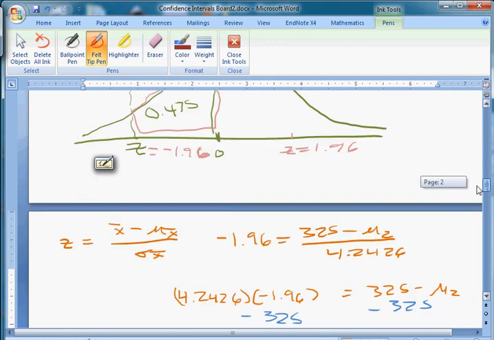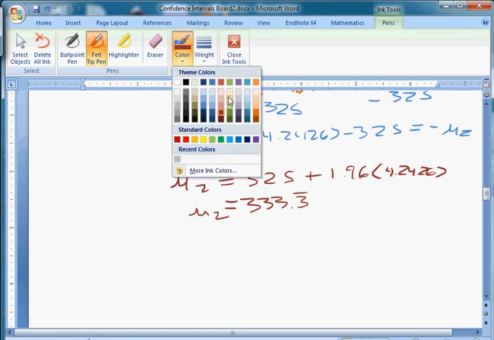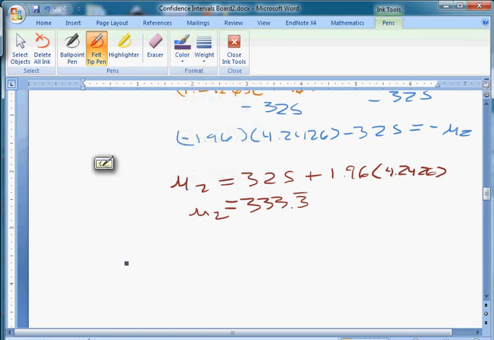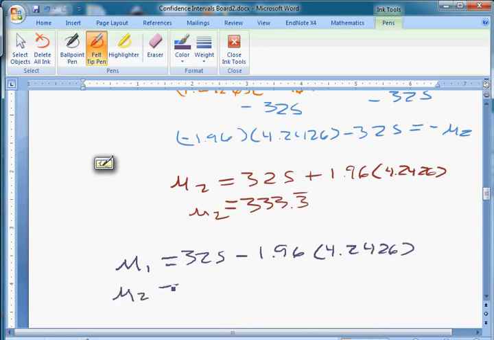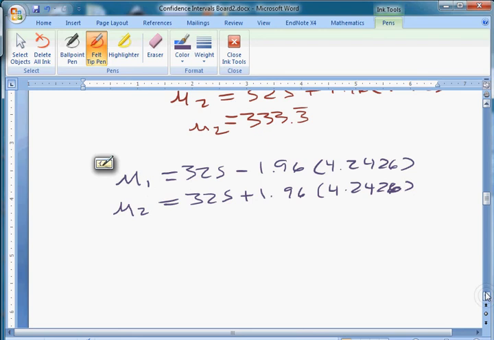If it's outside of there, if the true population mean is outside of there, then what that means is our sample was really weird, right? Unreasonably weird. Okay, I'm going to just show you these formulas. Mu1 was equal to 325 minus 1.96 times 4.2426, and mu2 was equal to 325 plus 1.96 times 4.2426. We walked through this the whole way, just like we did with normal distribution problems and sampling distribution problems, in order to illustrate the fact that fundamentally these are the same. They're not different from stuff we've done before. Now, the thing is that these are the same as each other.